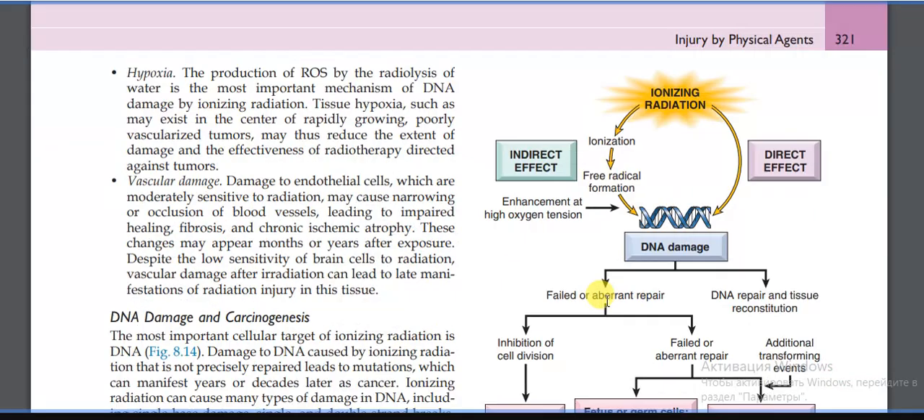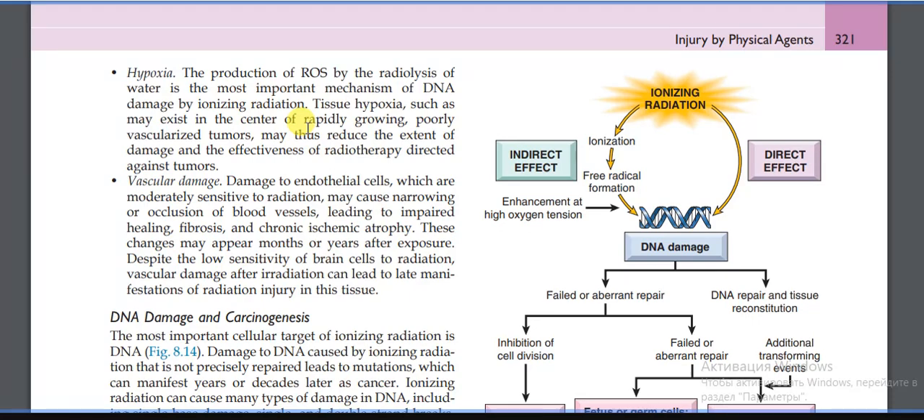Hypoxia. The production of reactive oxygen species by the radiolysis of water is the most important mechanism of DNA damage by ionizing radiation. Tissue hypoxia, such as may exist in the center of rapidly growing, poorly vascularized tumors, may thus reduce the extent of damage and the effectiveness of radiotherapy directed against tumors. And then vascular damage. Damage to endothelial cells, which are moderately sensitive to radiation, may cause narrowing or occlusion of blood vessels, leading to impaired healing, fibrosis, and chronic ischemic atrophy.